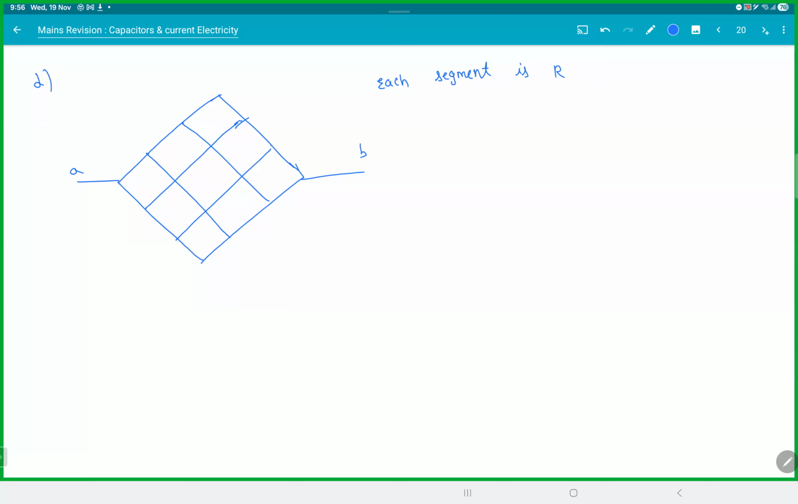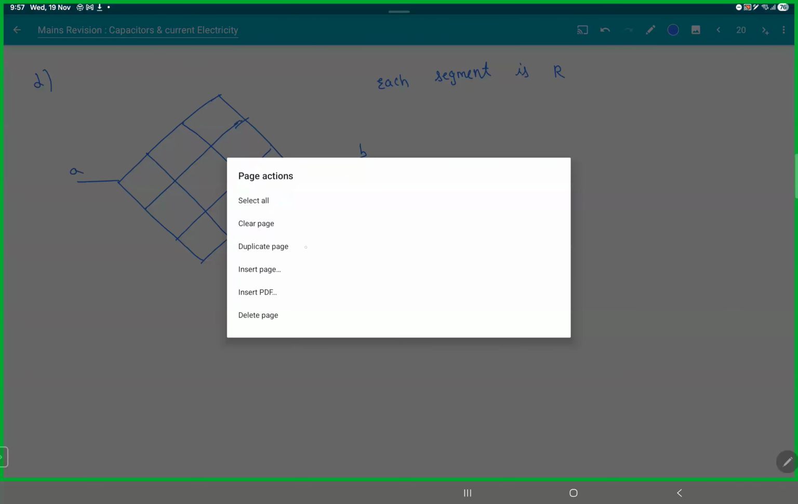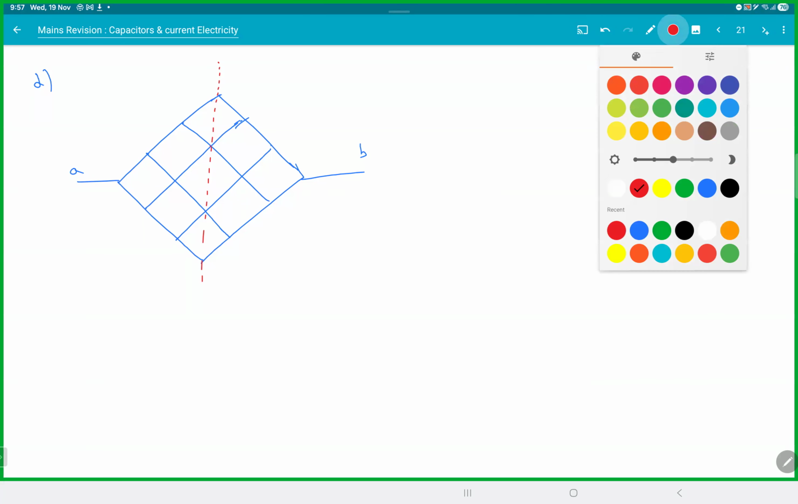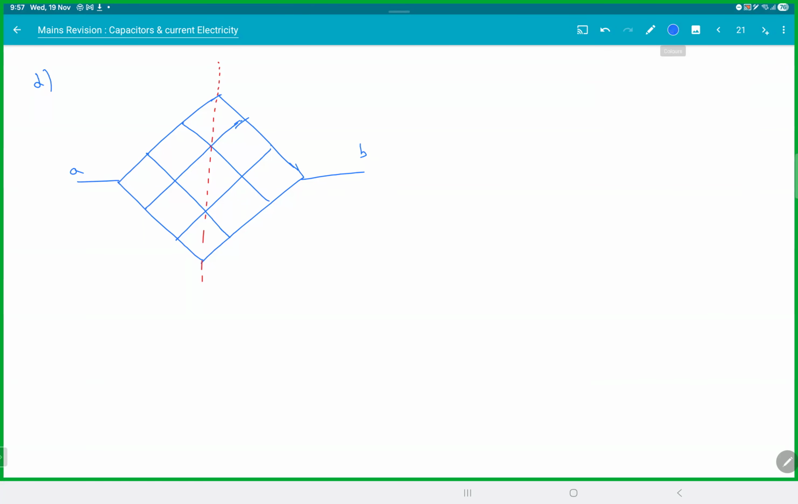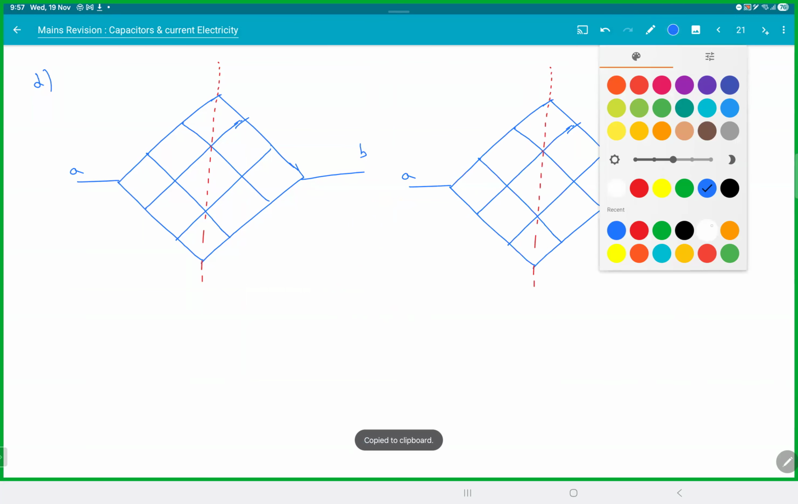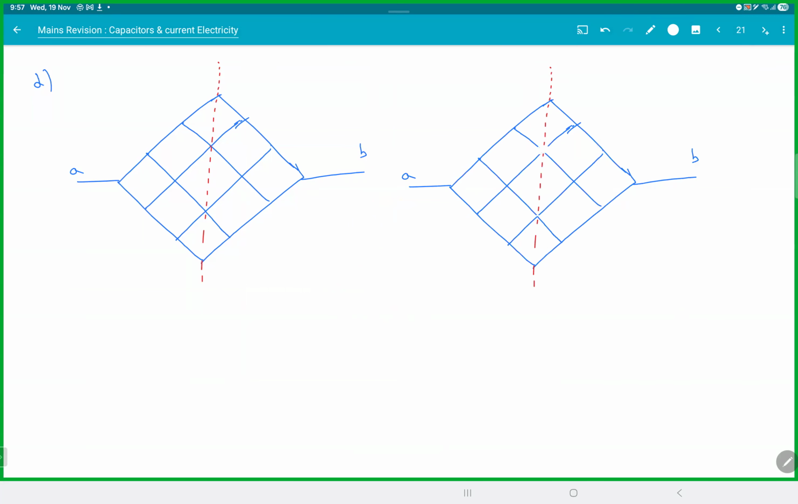Let's see. Hope you remember how to do this thing. There are two symmetries here. First thing is your bisector symmetry. What is bisector symmetry? The two terminals are on either side of the line. So when you have this symmetry, what happens? You can open the nodes along the line of symmetry. So along this line, you can remove the node. So this guy opens up and this guy opens up. And you can join them like this.